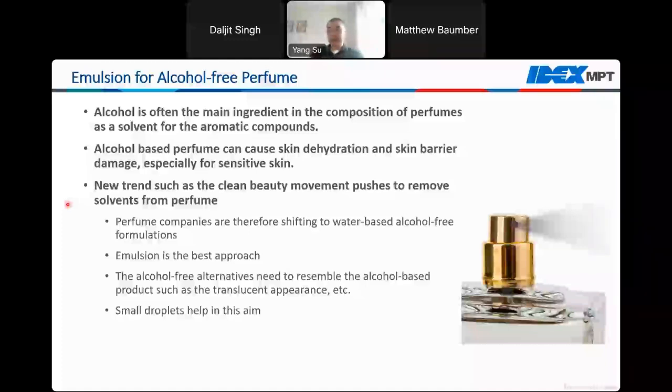Especially one of the properties is the appearance. A lot of perfume products are translucent, so you certainly want to somehow mimic that appearance with your emulsion formulation. To achieve that, you definitely need to control and drive the particle size, because a smaller emulsion droplet size is certainly going to help in this case with the visual appearance of the product.